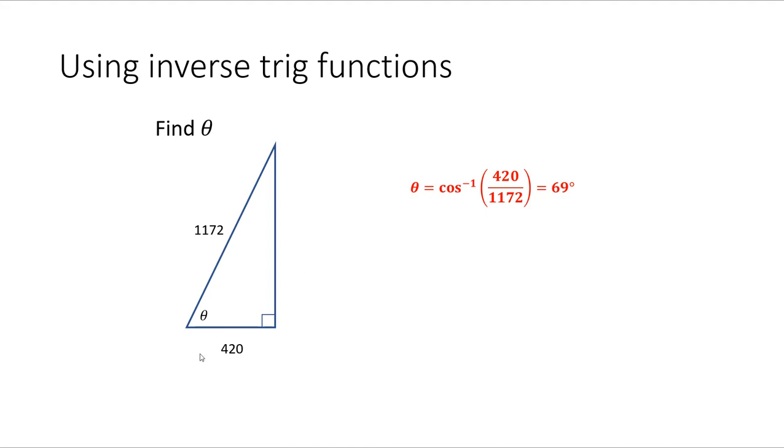It's no problem. Now it depends what side lengths you have. For this angle theta, we have the adjacent side and the hypotenuse. The trig function that involves adjacent and hypotenuse is cosine. So we would use the inverse cosine of 420 divided by 1172, and we get 69.